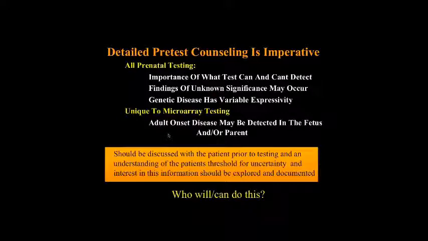We tell them that these adult onset conditions can be identified, as can some abnormality in the parent, and if they don't want to know that, we're more than happy to withhold that information unless it is certainly a finding that has some therapeutic potential. All of these things should be discussed with the parent before testing is performed, and I think one of the real roles of a counselor is to understand the patient's threshold for uncertainty and the interest in information that would be difficult to digest and would cause problems.